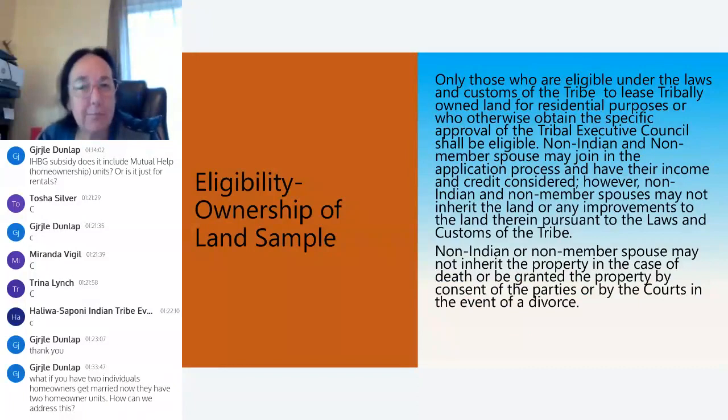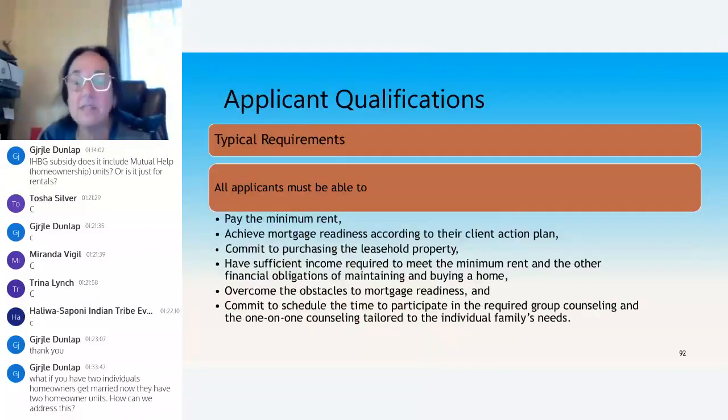So a land sample: only those who are eligible under the laws and customs of the tribe to lease tribally owned land for residential purposes, or who otherwise obtain the specific approval of the tribal executive council, shall be eligible. Non-Indian and non-member spouse may join in the application process, have their income and credit considered. However, non-Indian and non-member spouses may not inherit the land or any improvements to the land therein pursuant to the laws and customs of the tribe. Non-Indian and non-member spouse may not inherit the property in the case of death, or be granted the property by consent of the parties or by the courts in the event of a divorce.